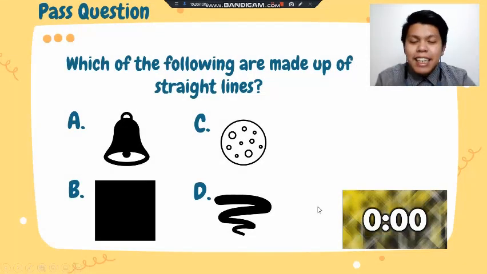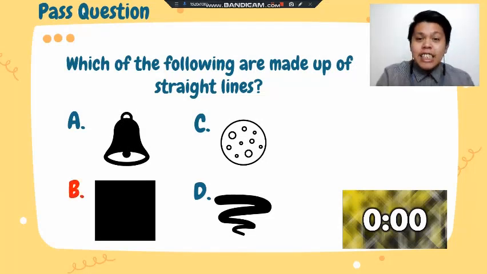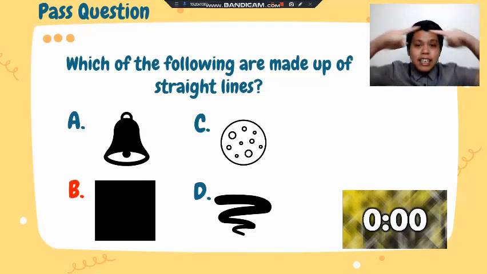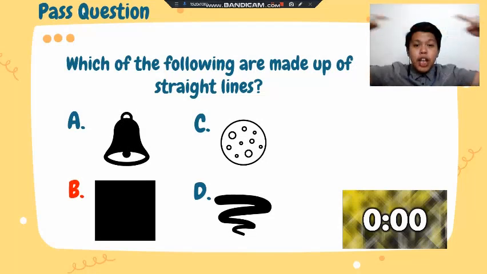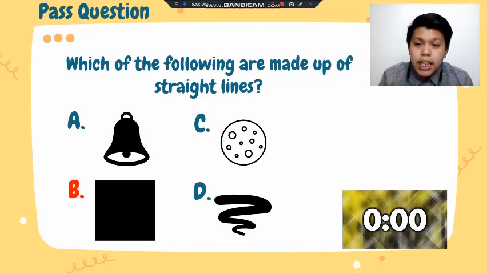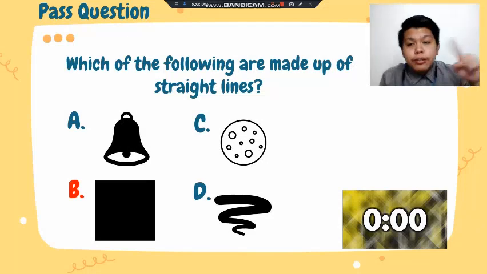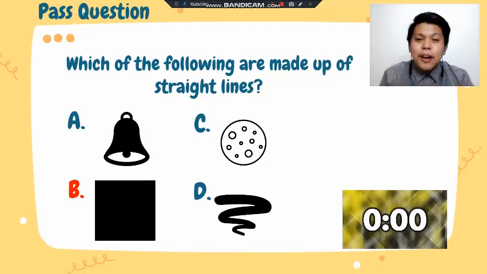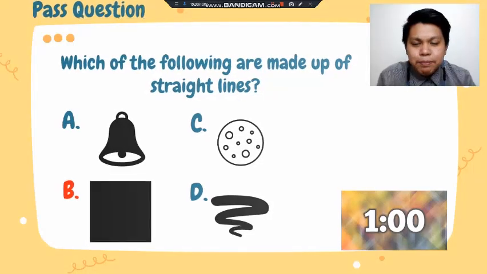Time's up. Let's check your answer. The correct answer here is letter B. As you can see, straight line from the top, from the sides, and from the bottom. And the other ones are made out of curved lines. Now, let's go with the next activity.